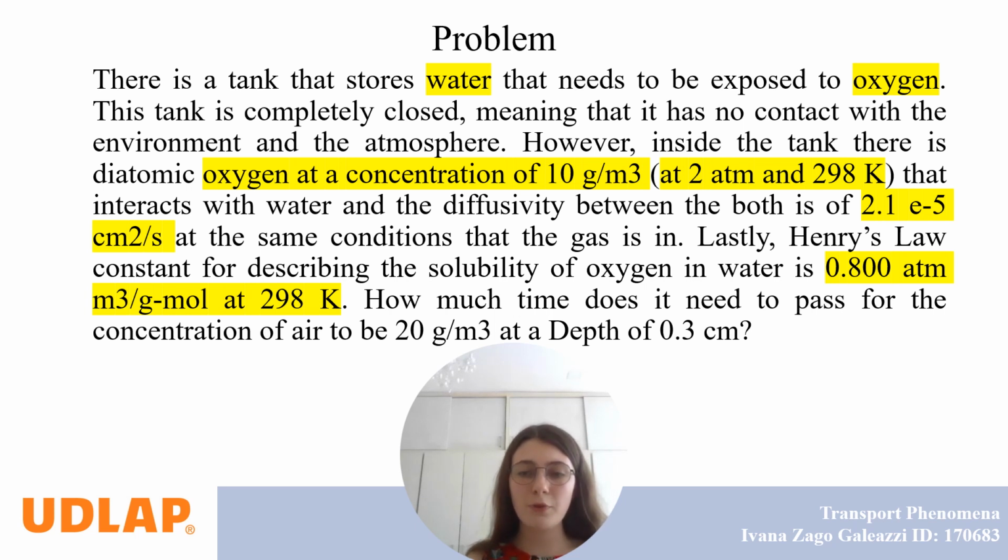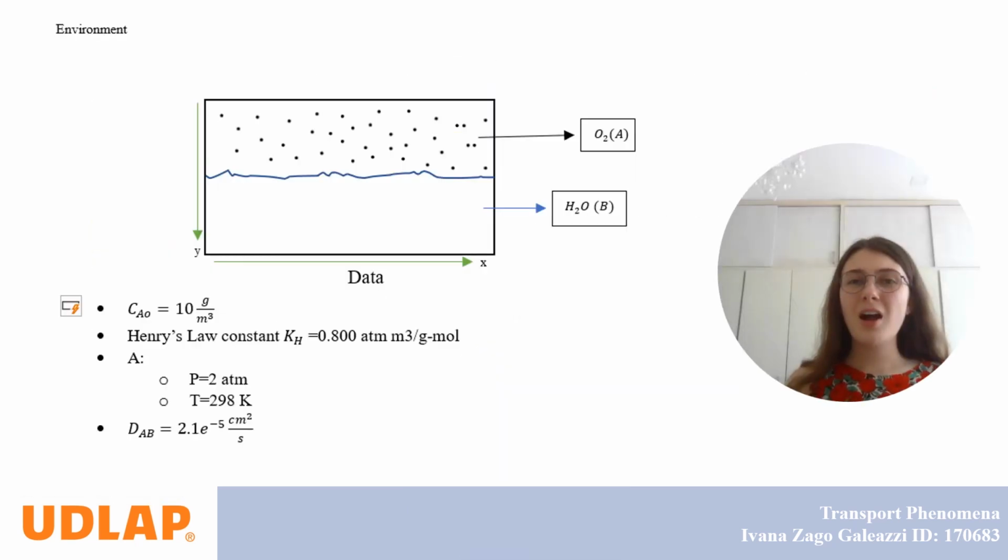As important pieces of information, we are given the initial concentration of oxygen at a constant temperature and pressure. We are also given the diffusivity constant between these two substances. And lastly, we are given the constant for Henry's law, which will be useful for calculations that will be shown further in this video. All this information is making me a bit dizzy, so let's put it into a diagram.